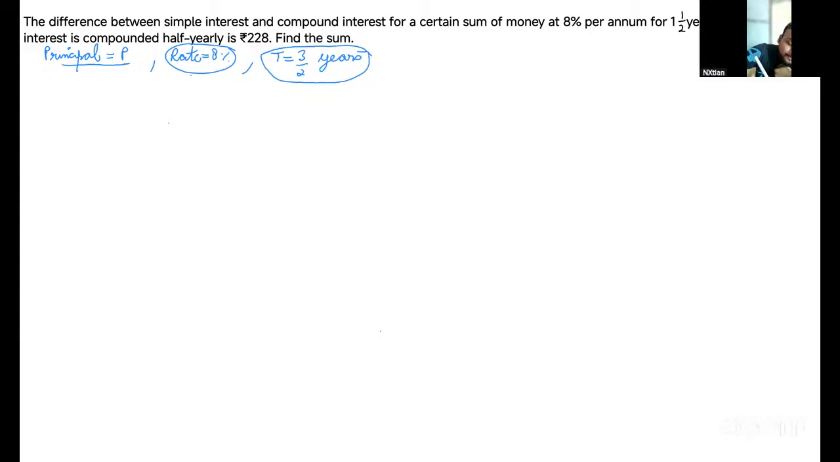Well, basically, the compound interest minus simple interest is 228. Did you understand, guys? Yes or no? The difference between the compound interest minus the simple interest is 228. Why did I take compound interest first? Because we always know that compound interest is more than the simple interest. That is why I take CI minus SI. Did you understand, guys? Yes or no?